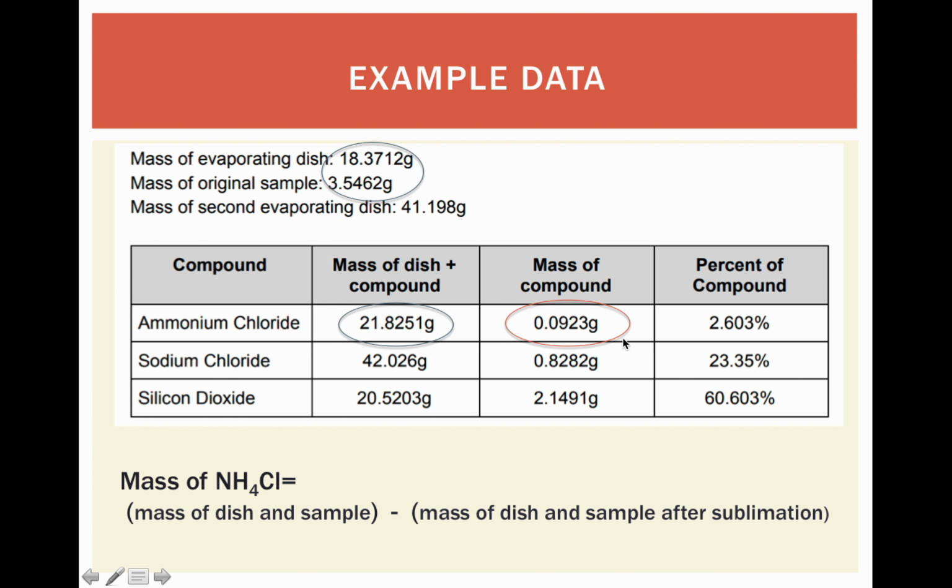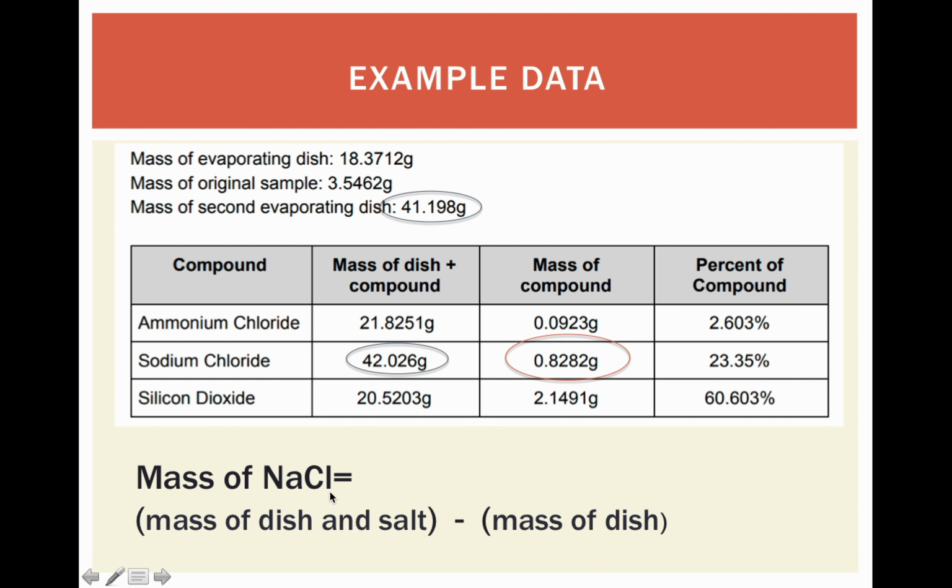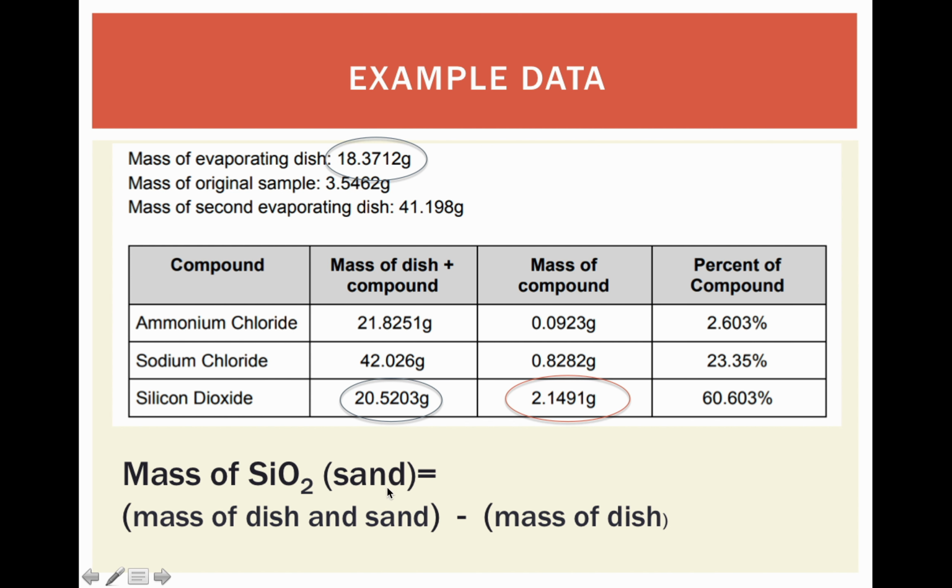So here are some examples of our data and how we got our data. To figure out our mass of ammonium chloride, we took the mass of the dish and the sample minus the mass of the dish and the sample after sublimation. To get our mass of salt, we took the mass of the dish and the salt after we dried it and subtracted the mass of the dish by itself. To get our mass of sand, we took our mass of the dish and the sand after we dried it off and subtracted out the mass of the evaporating dish. That gave us our masses of all the compounds.